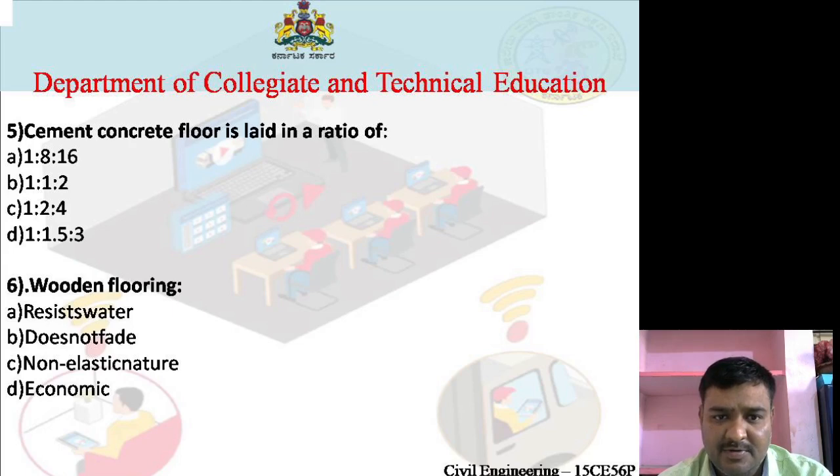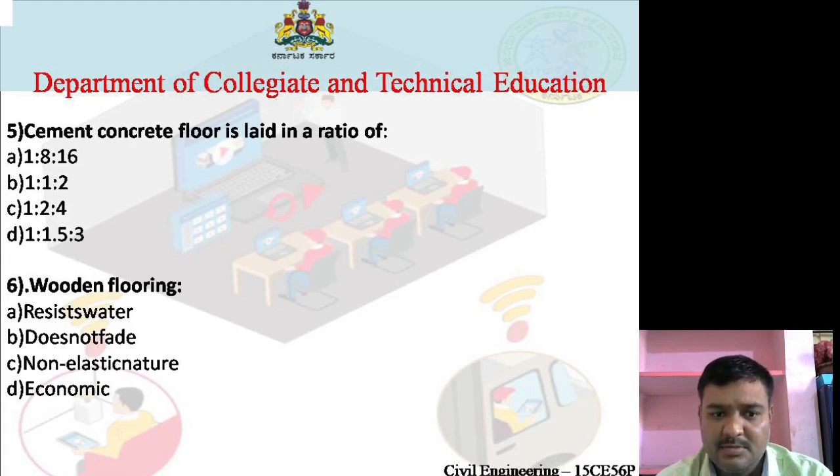The cement concrete floor is laid in the ratio of 1 is to 8 is to 16, 1 is to 1.1 is to 1 is to 2, 1 is to 2 is to 4, and 1 is to 1.5 is to 3. So the right answer is C. The right answer is C. That is 1 is to 2 is to 4.